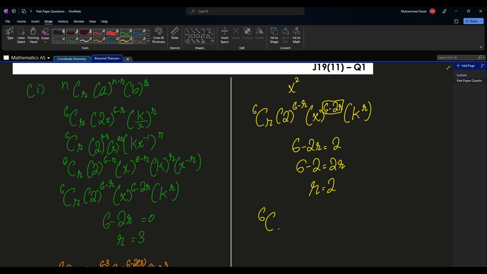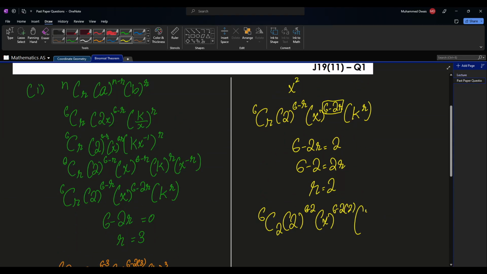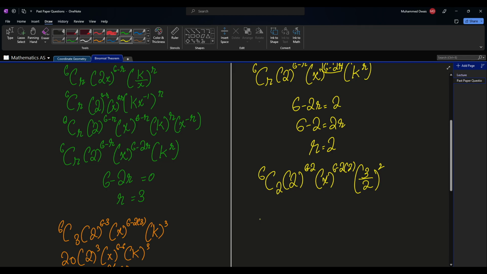So 6c2 into 2, which is 6 minus 2r is 2. And here x is 6 minus 2 into 2. And k, we know what k is now, so we can just say 3 over 2, alright? 3 over 2 power of 2, alright? R is the power. So then 6c2 gives us 15. And 2 is now a power of 4. And x is 6 minus 4. And this becomes 9 over 4.